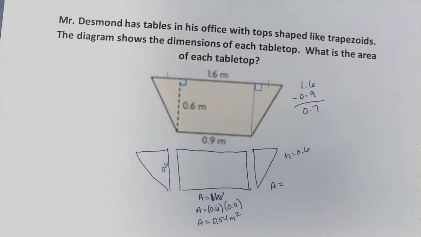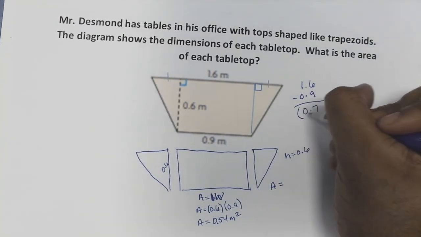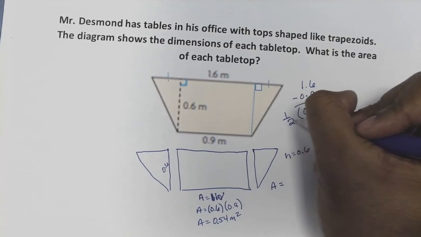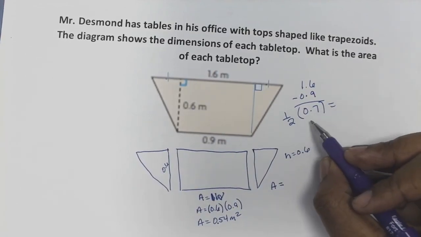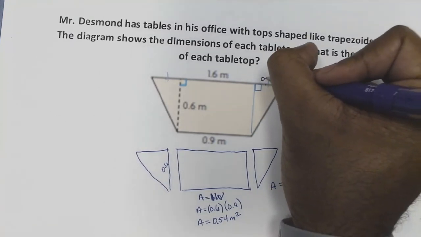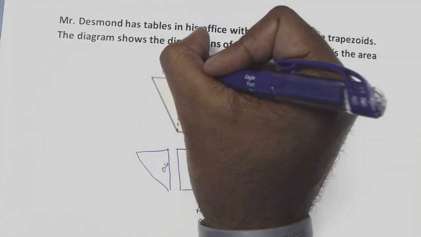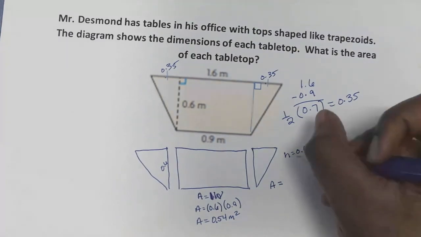We then need to have that to represent each triangle. So I'm going to multiply this by 1/2 because I need it to represent both triangles. So 1/2 times 0.7 is going to give me 0.35. So now that represented my base.